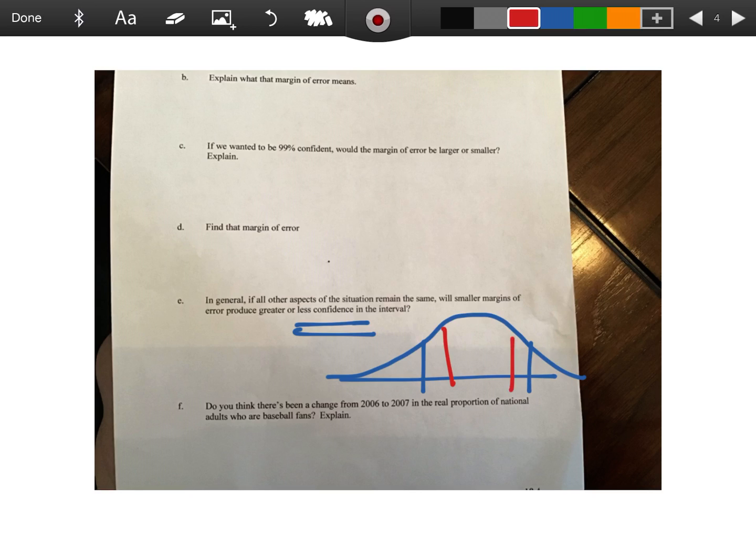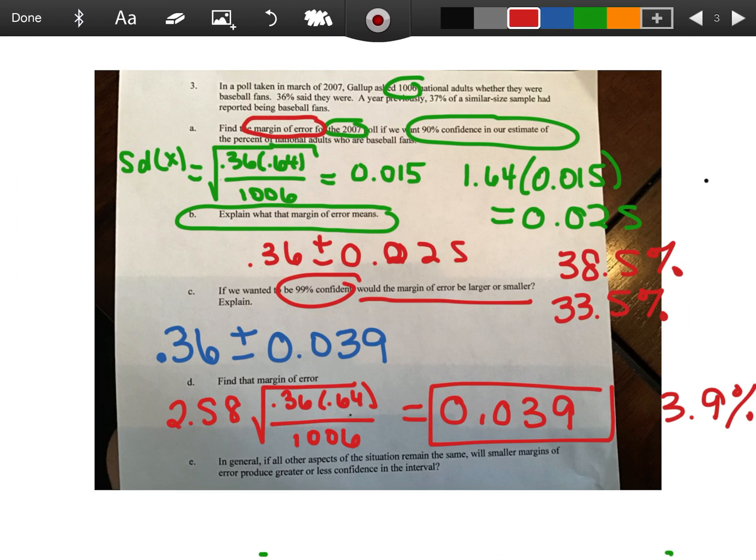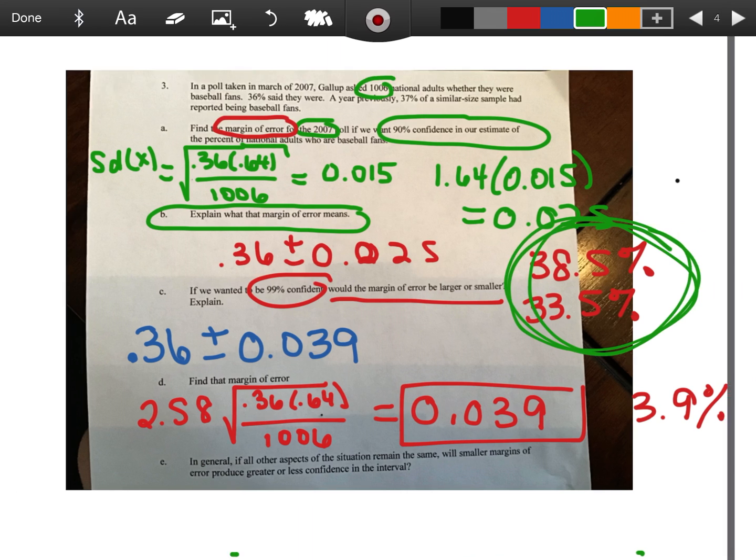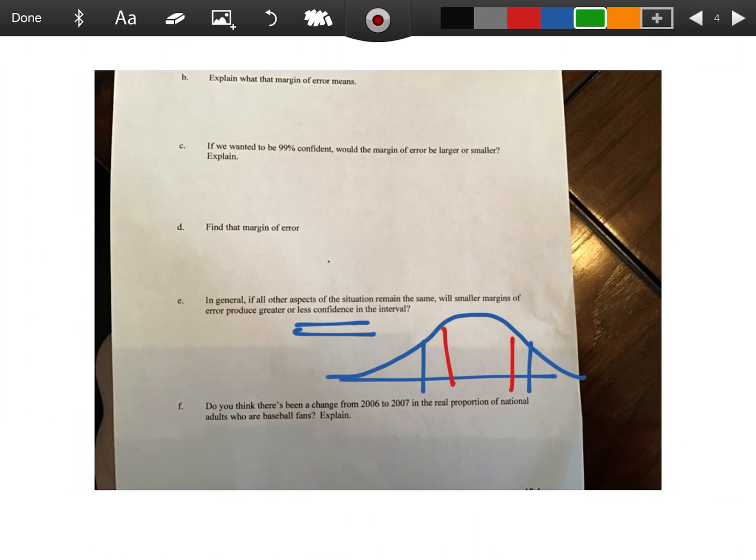Now, if I go back to this slide, either one of these, my 90% confident and my 99% confident, I caught that 37% in here. Look, I caught that in there. That 37% was caught inside my 90% confidence interval and caught inside my 99% confidence interval. So no, I would say the answer to that question, do you think there's been a change from 2006 to 2007, is no, I would not. There is not a change because 0.37 lies in our interval.